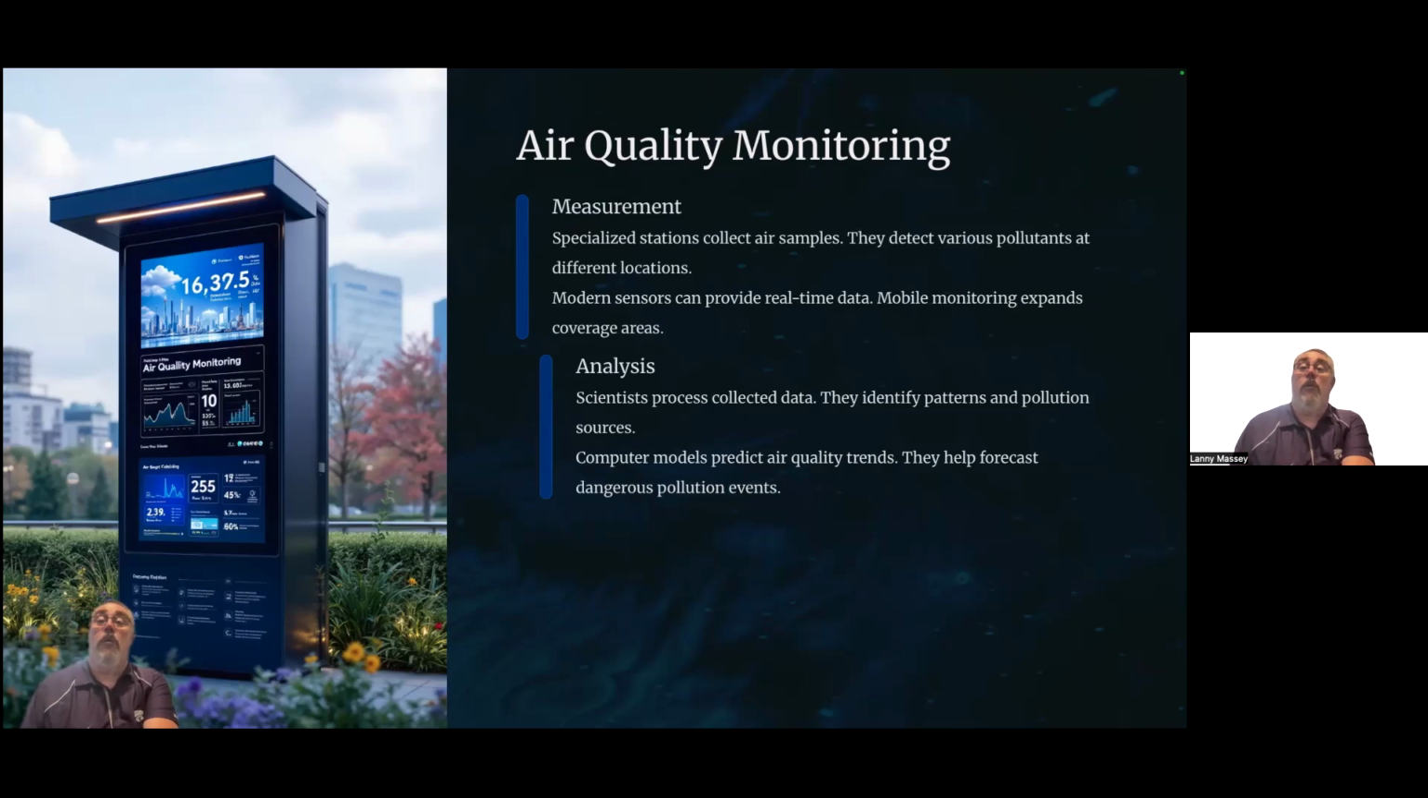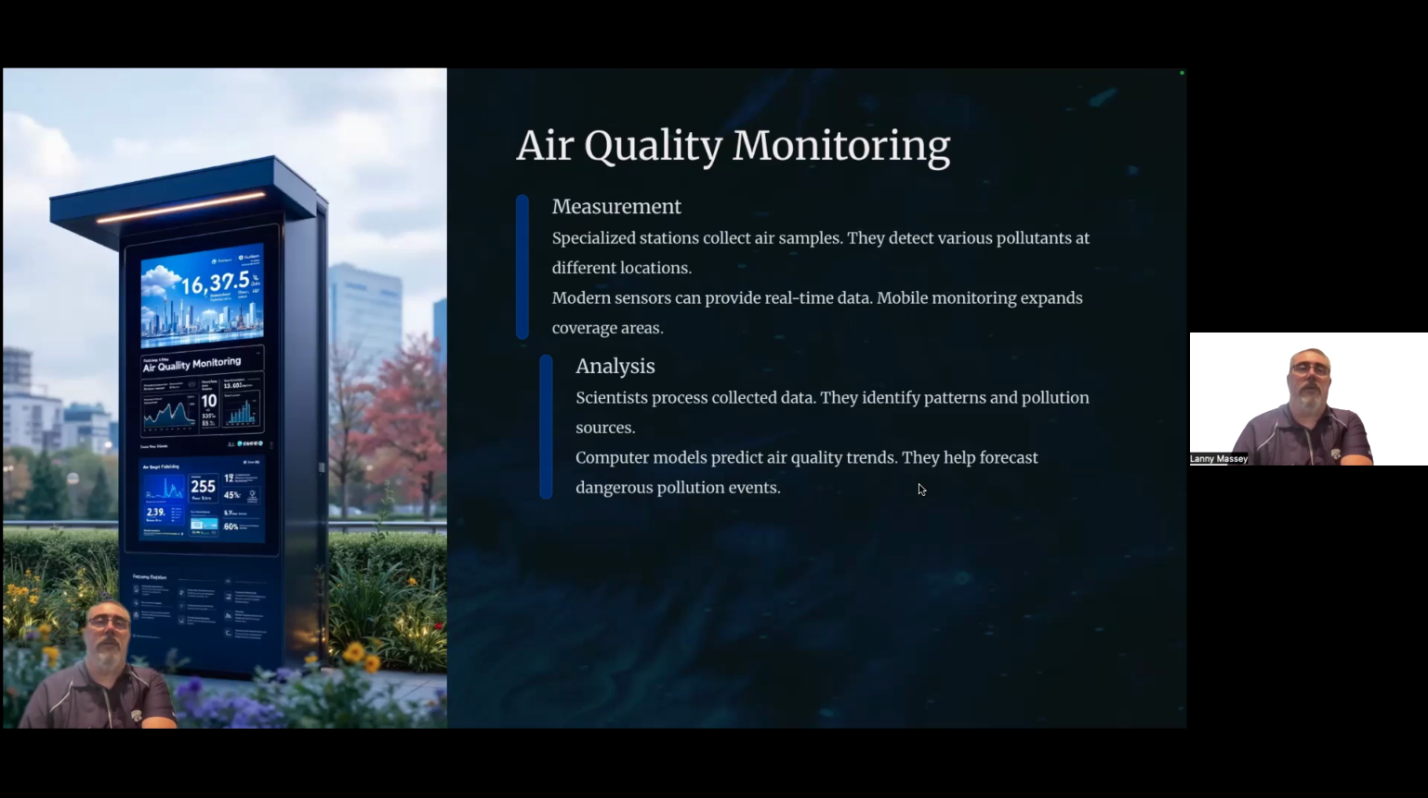That goes into our process of we take the measurements, then we have to analyze them, and that allows us to identify patterns. In particular, if we start moving some of these things around a little bit, we can figure out where the pollution's coming from and what we can do policy wise to make it better.